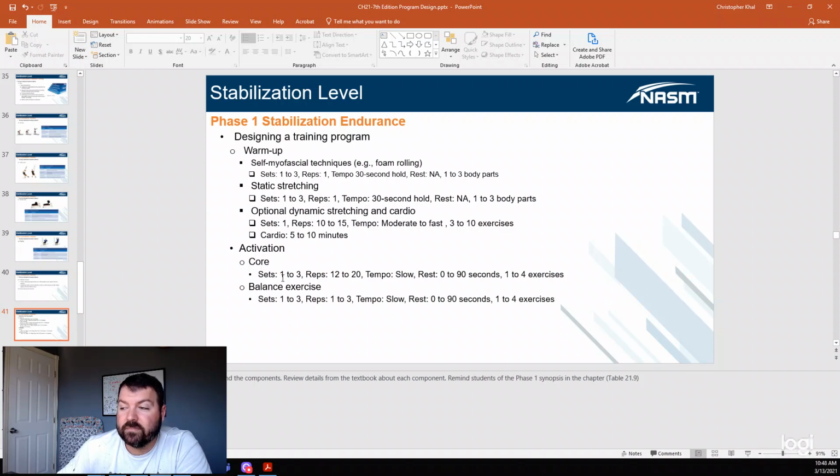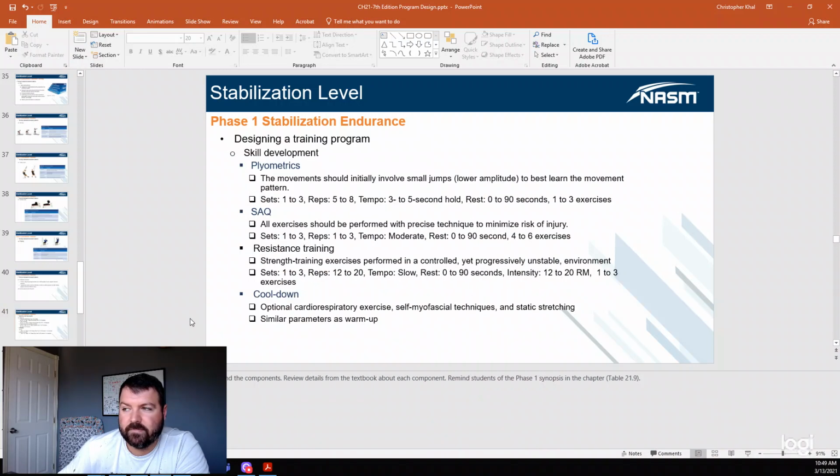Activation through core. Okay, so 1 to 3 sets, reps 12 to 20, slow tempo, minute and a half rest, 1 to 4 exercises. Balance exercises, okay, sets you have 1 to 3, reps 1 to 3, slow tempo, minute and a half rest, and 1 to 4 exercises. Okay. And then we have your skill development.